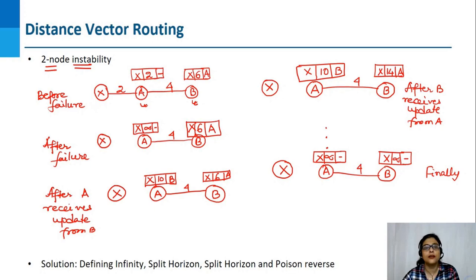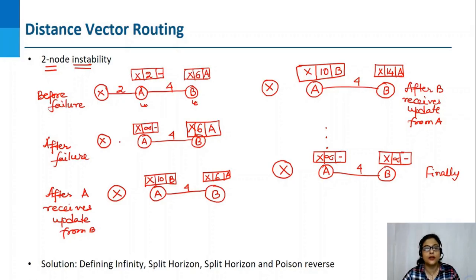Now, before failure, A's routing table will have this row as X, 2, and dash. That means X is directly connected to A. And B's routing table will have this information X, 6, and A, because the next node will be A in order to reach X from B, and the total distance will be 4 plus 2 equal to 6.